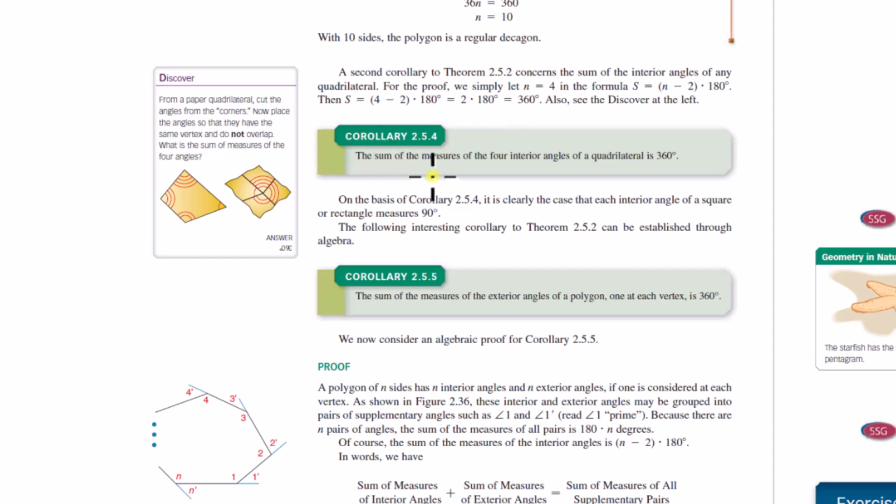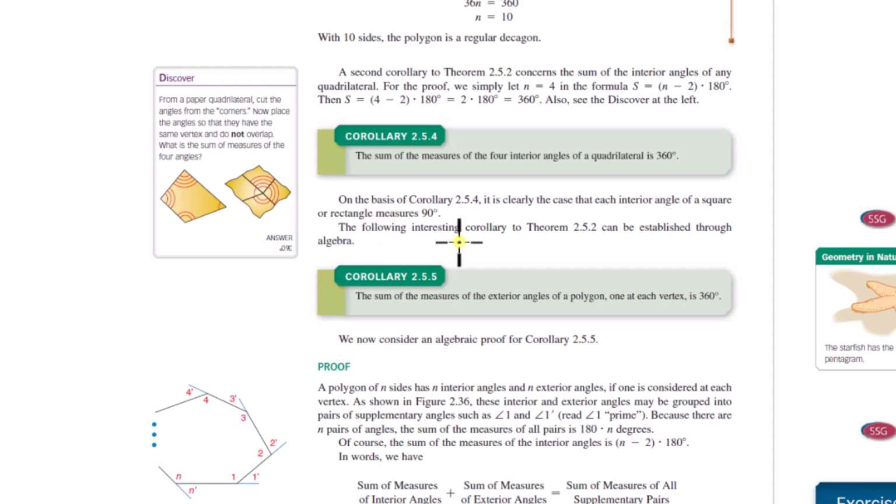So the sum of the measures of the 4 interior angles of a quadrilateral is 360 degrees. Any quadrilateral. That actually includes both concave and convex. So just FYI, we're not talking about regular quadrilaterals here. This is any quadrilateral, concave, convex, non-equal sides, whatever. On the basis of this corollary, it is clearly the case that each interior angle of a square or rectangle measures 90 degrees, because by definition these shapes are equal angular. So you just take 360 and divide it by 4.